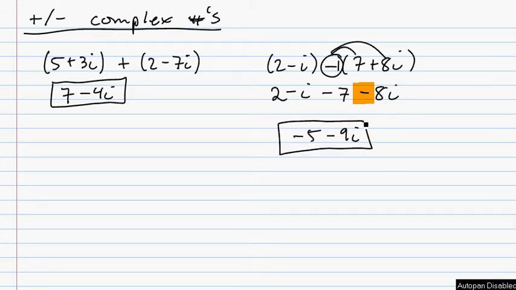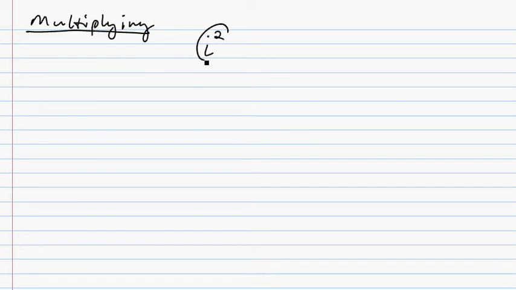Okay. So the next thing we'll have to do, besides just adding and subtracting, is multiplying. Alright. So the key here is to remember that when you have an i squared, that thing is the same as negative 1. So, for example, if I have 2i times 5 plus i, you're going to do a lot of distributing and a lot of foiling.